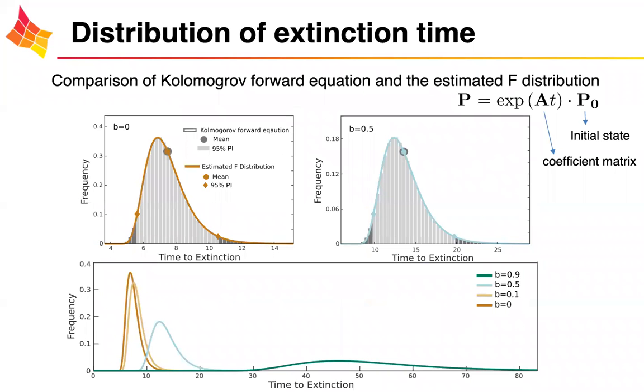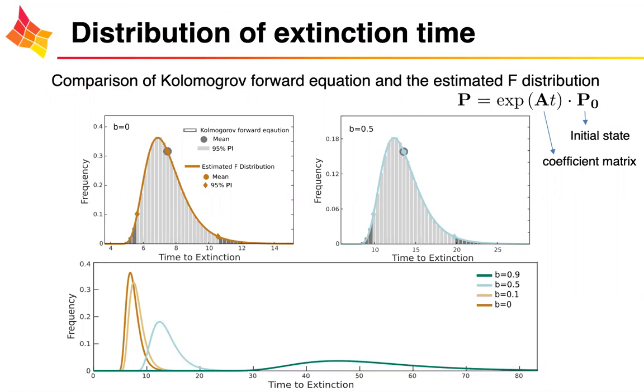Let's compare this model, the estimated F distribution, with the solutions of a stochastic model. Here, for example, we did the Kolmogorov forward equation solution, shown in bars, and they are compared to the estimated F distribution in the colored curves. And we see that actually they fit very well.